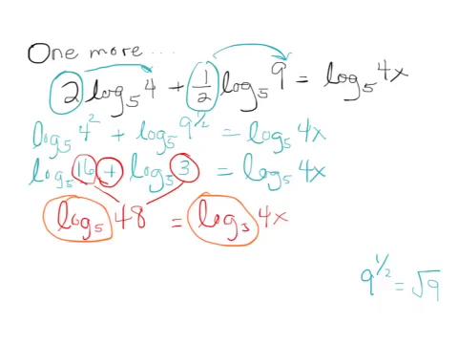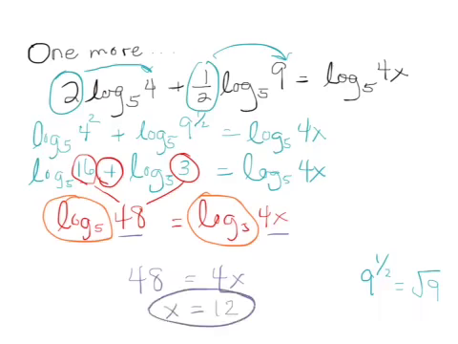So log base 5 of 48 and log base 5 of 4x means that whatever this x is, to make it true, it has to multiply with 4 to give me 48 in order to have the same number. So if I set it up like this, 48 equals 4x, I can solve for x and find that x equals 12.